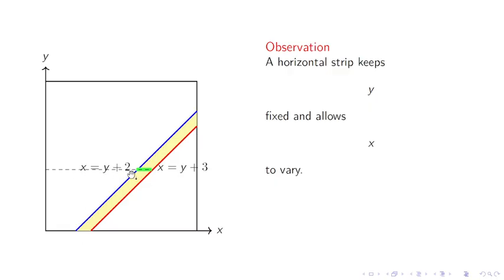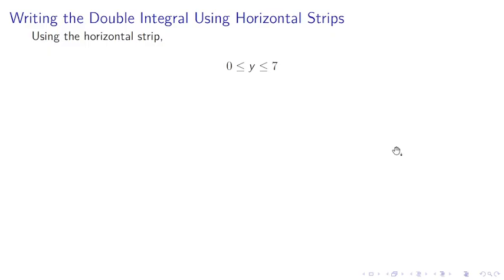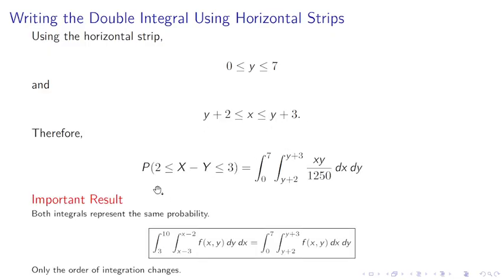This is x = y + 2. Here x = y + 3. The horizontal strip keeps y fixed and allows x to vary. Writing the double integral using horizontal strips, the range of y is 0 to 7, and the range of x is y + 2 to y + 3. We can write the probability of 2 ≤ x − y ≤ 3 as the integral from 0 to 7, y + 2 to y + 3, of xy/1250 dx dy.